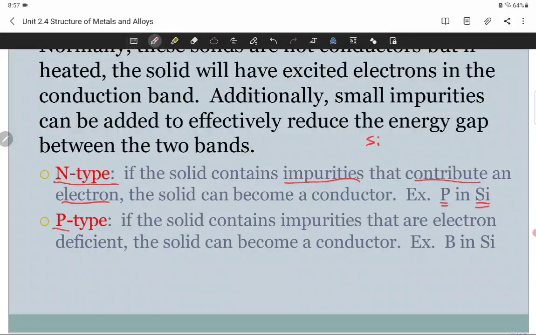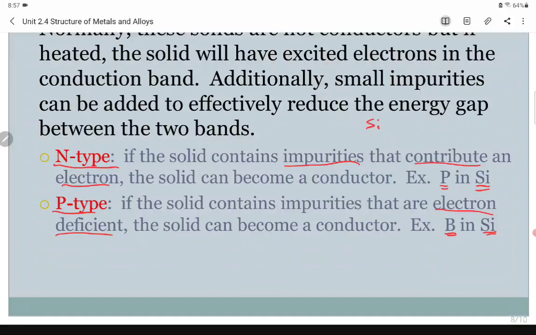P-type, on the other hand, maybe you want your semiconductor to conduct electricity a little bit worse. So you would take some electrons away. How would you do that? Take some of the silicons out and add something that has fewer valence electrons, like boron. Boron definitely has fewer valence electrons than silicon does. It's to the left of silicon on the periodic table.